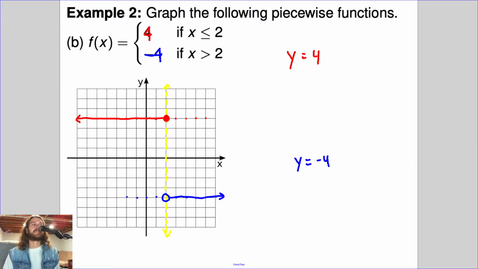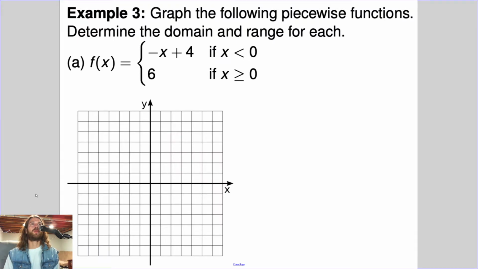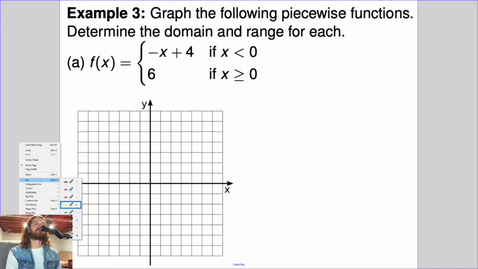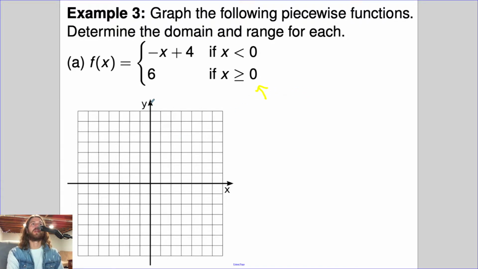Graph the following piecewise functions and determine the domain and range for each. Oh, goody. Let's add a little step here. Okay, here we go. In yellow, our boundary here is 0. I'm looking here. This tells us our boundary. Colors. Please forgive me. That's our boundary. Boom. Coming over here.